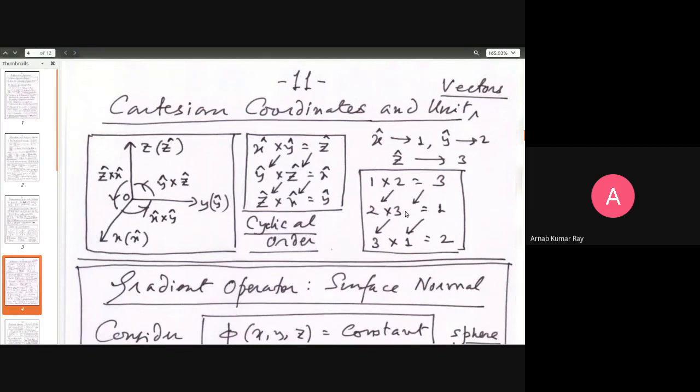1, 2, 3, 2, 3, 1, 3, 1, 2. If you write the first thing, everything else will follow. And the first thing is not difficult to understand. 1, 2, and 3, three numbers in their regular sequence. 1 cross 2 gives you 3, as in this thing. So these are not numbers. These are symbols standing for coordinates. 1 meaning first coordinate, 2 meaning second coordinate, 3 meaning third coordinate.